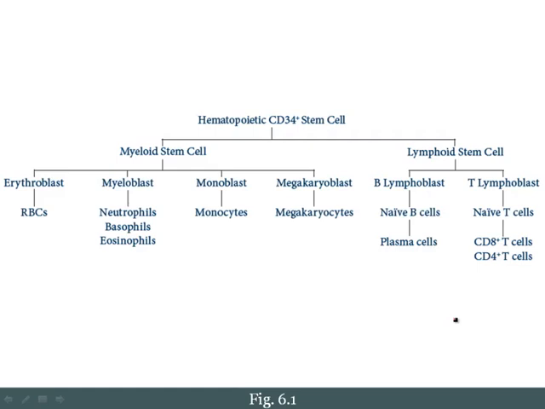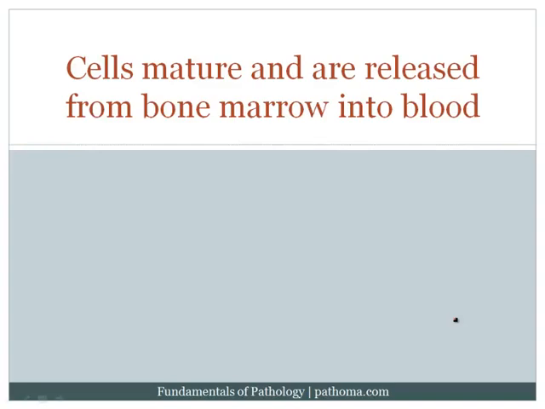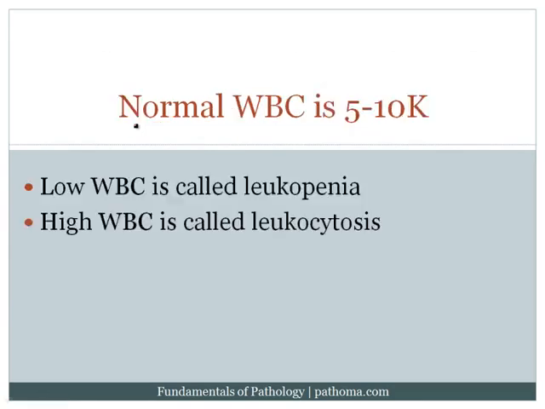chapter is all about. Again, the cells mature as the hematopoietic stem cell begins to produce cells. The cells will eventually mature, and it's the mature cells that are released from the bone marrow into the blood. I think that's fairly obvious. The normal white blood cell count is about 5 to 10,000. If the white blood cell count is less than 5,000, we call that leukopenia. And if the white blood cell count is above 10,000, we call that leukocytosis.